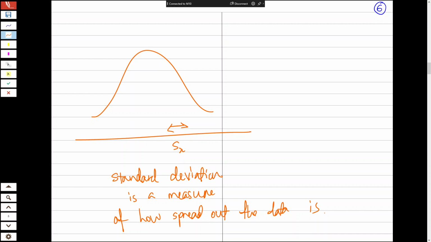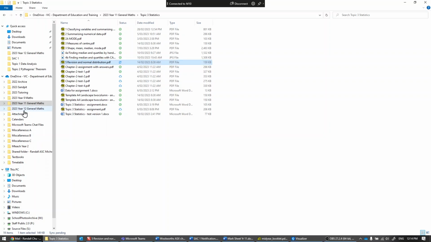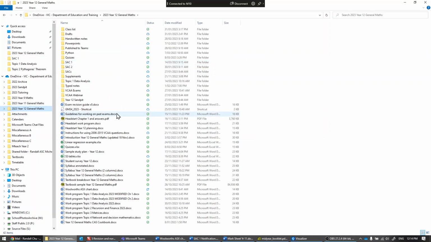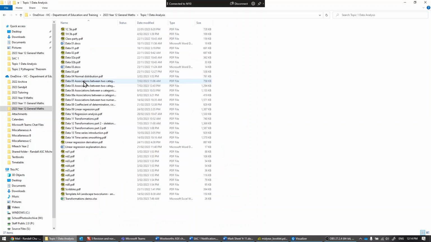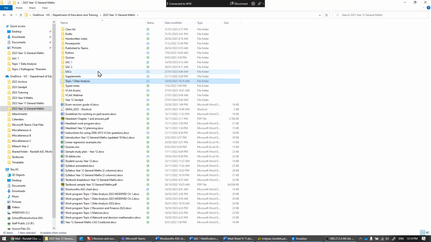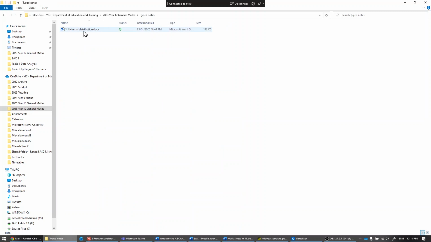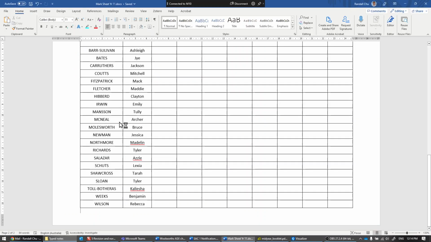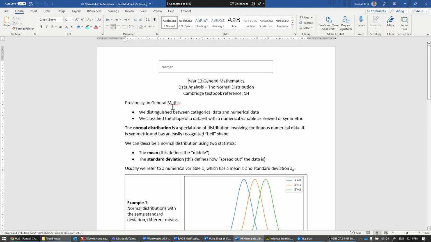I've actually got some graphs I can show you, so don't worry about this. I'm going to my Year 12 folder now. Let's see, topic 1. Oh no. Typed notes, here we go. So you get to see my Year 12 notes.